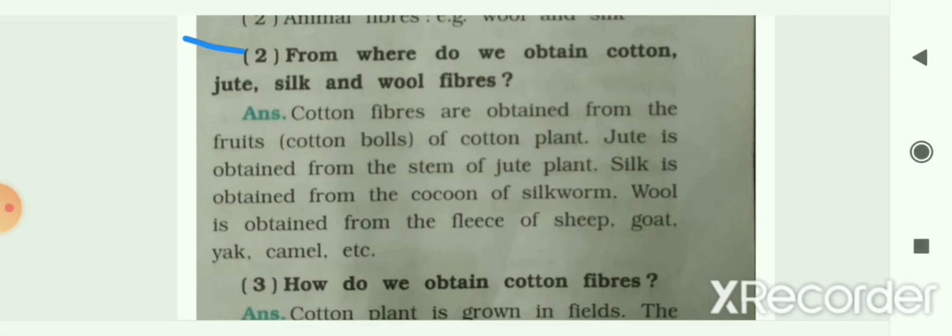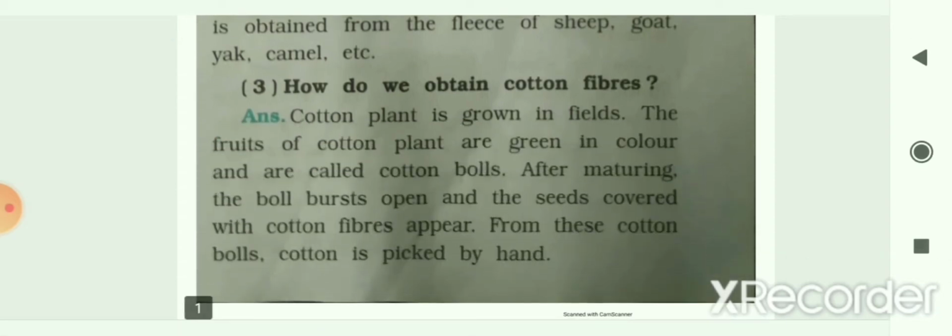The next question, how do we obtain cotton fibers? So the cotton plant is grown in fields. The fruits of the cotton plant are green in color and are called cotton bolls. After maturing, the bolls burst open and the seeds covered with cotton fibers appear. From these cotton bolls, cotton is picked by hand. This is how we get cotton fibers.